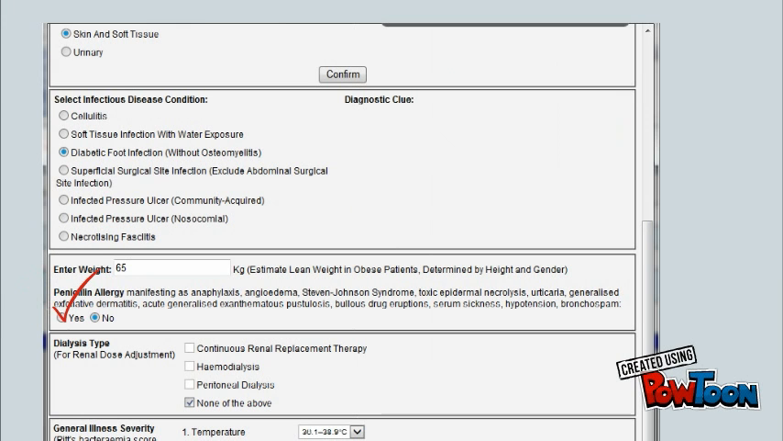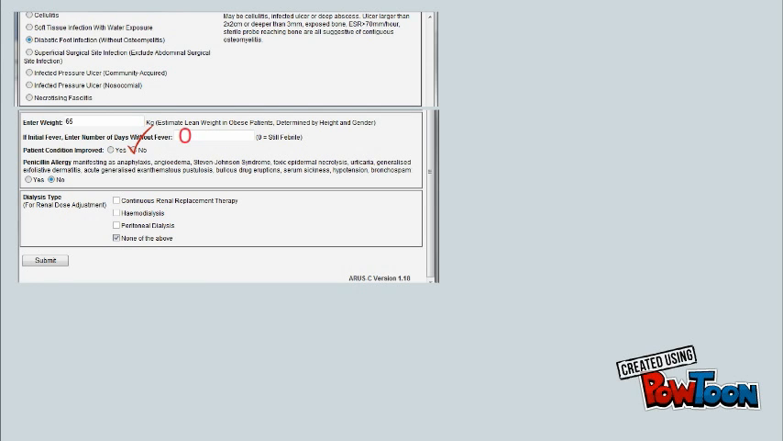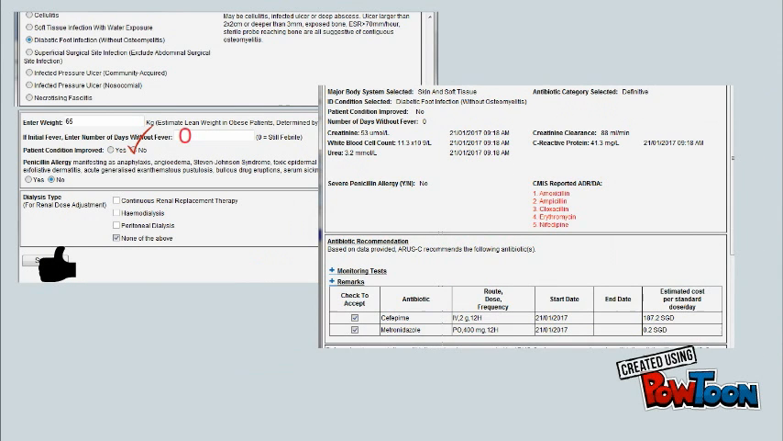In patients with manifestations of severe penicillin allergies, for patient safety, ARUS C is not equipped to recommend therapy in these cases. Please consult an allergist and infectious disease specialist. In a patient with rash to penicillin and worsened after 3 days of cefazolin and metronidazole, ARUS C will suggest cefepime and metronidazole, broadening the pseudomonal coverage, avoiding piperacillin tazobactam.